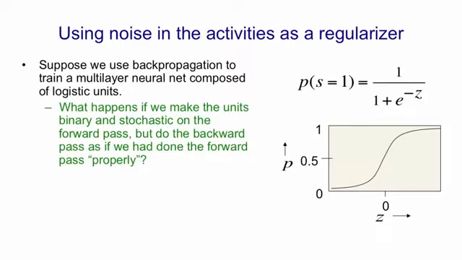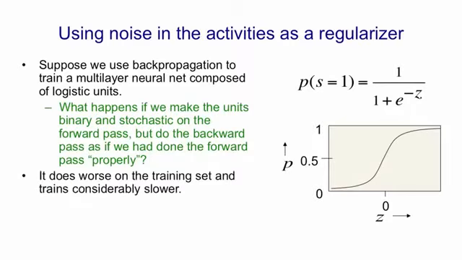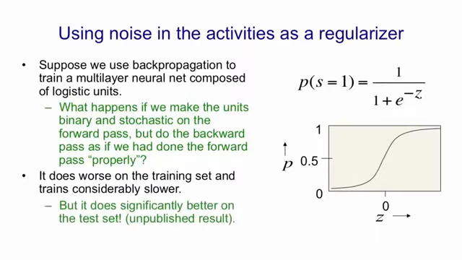This isn't exactly correct, but it's close to being a correct thing to do for the stochastic system if all of the units make small contributions to each unit in the layer above. When we do this, the performance on the training set is worse, and training is considerably slower. It may be several times slower. But it does significantly better on the test set. This is currently an unpublished result.